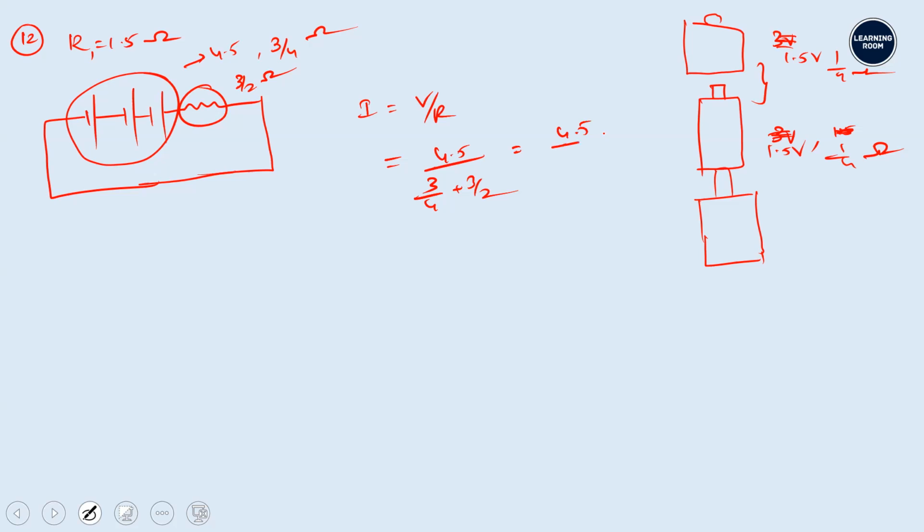So 4.5, actually it should be 2, I think. 9 by 4 like 2.25. It will go 2 times. So 2 ampere is the current that is flowing through the circuit. Now they are asking what is the potential across the lamp. So V is equal to E minus I.